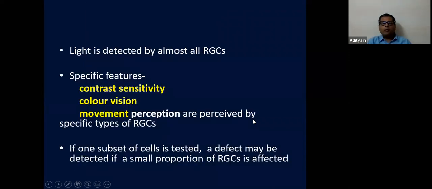So what happens? Light is detected by almost all the RGCs. But specific features like contrast sensitivity, color vision, and movement perception are perceived by specific types of RGCs. So only some RGCs detect these things. So if one subset of cells is tested, a defect may be detected even if a small proportion of these retinal ganglion cells are affected. So this is the principle of most of these newer perimetry techniques.